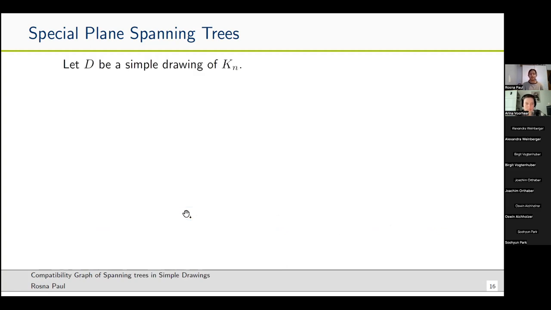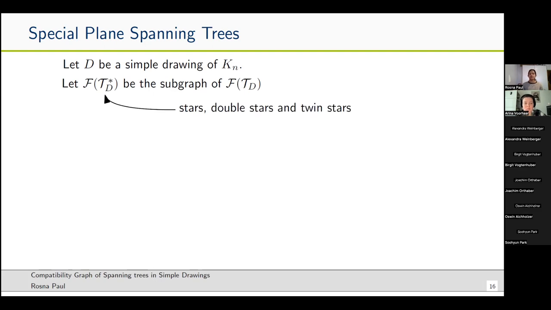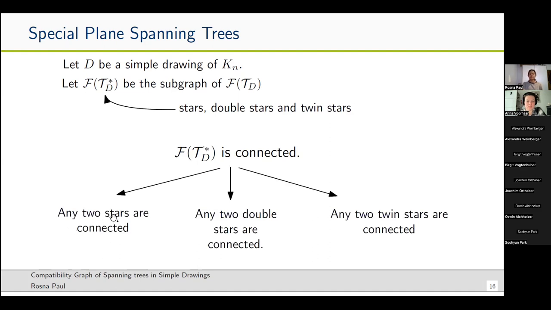So our question is that if D is any simple drawing of Kn, then this FT star D is a subgraph of our compatibility graph, which consists of stars, double stars, and twin stars, then whether this subgraph is connected or not. So to show that this is connected, I divide the proof into three categories. In the first category, I will show that if you take any two stars in the graph, then they are connected. In the second case, I will consider any two double stars and prove that they are connected. And in the third case, I will say that any two twin stars are connected.